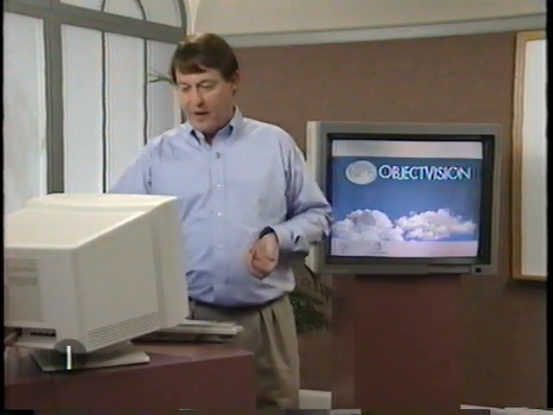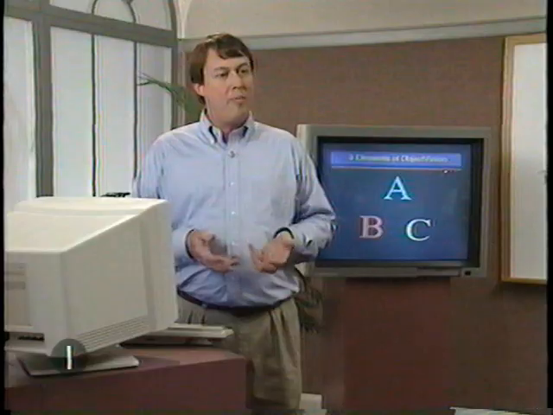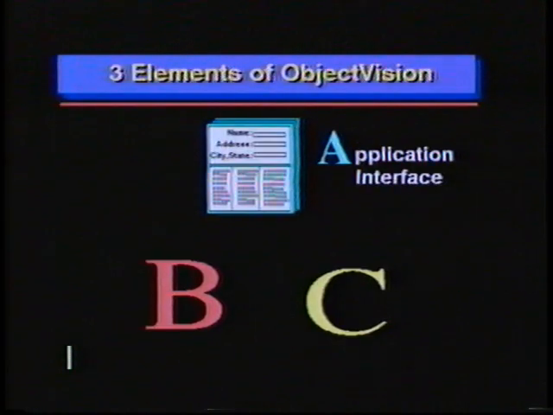We like to say that application creation with Objectvision is as easy as ABC because Objectvision has 3 independent design elements that are all you need to complete your application. And the whole process is done completely visually without having to write any lines of programming code at all. The first is the application interface, modeled after a familiar business form. You design that interface by using Objectvision's visual design tools to directly manipulate objects on the screen.